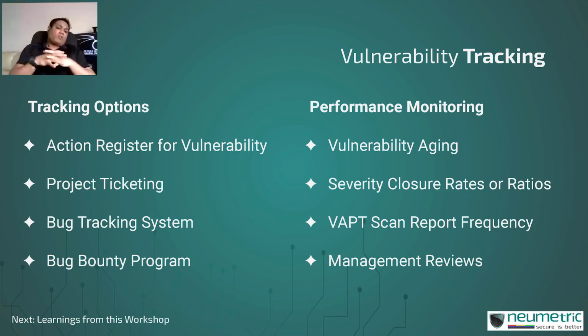When it comes to tracking options, you could have a simple spreadsheet, a shared one if possible, what you call an action register for vulnerability. Now, this is a borrowed idea from ISO 27001, where there is a requirement that you should have an action register for compliance. You can repurpose something that is meant for compliance into what you can call your action register for vulnerability, where you're tracking all of the vulnerabilities till the time that they're closed.